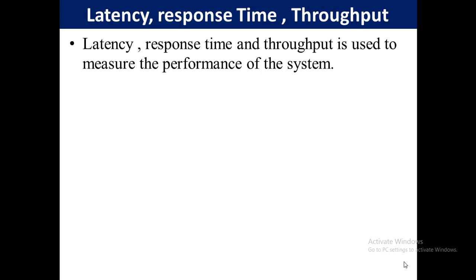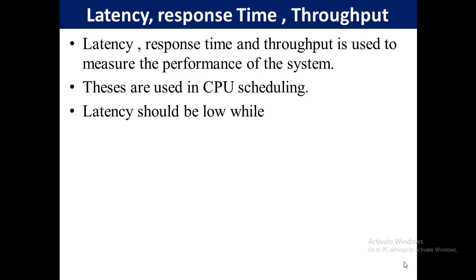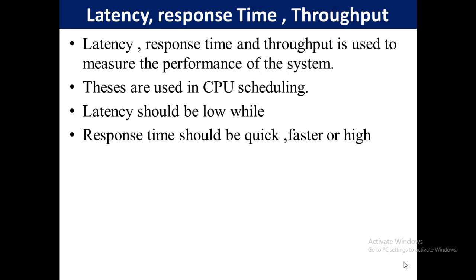So, latency, response time and throughput are used to measure the performance of the system. These are used in CPU scheduling. All three terms are used in CPU scheduling. Latency should always be low, while response time should be quick, faster or high. In the same way, throughput also should be high. But what are all these three terms?